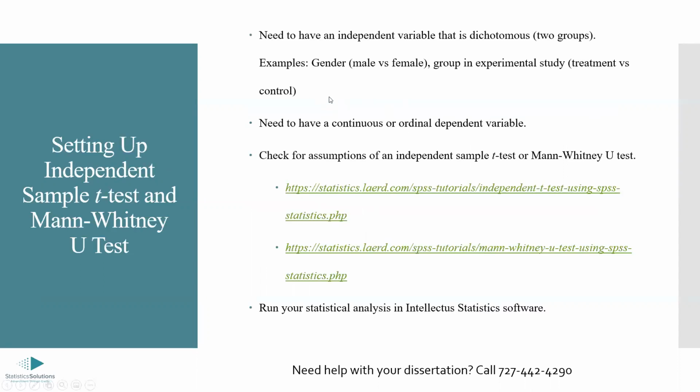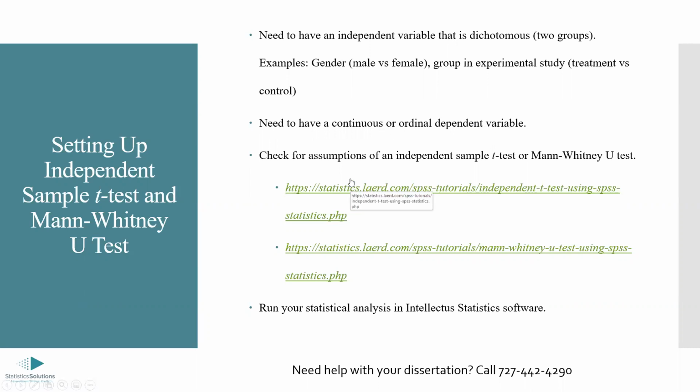So how do you set up an independent sample t-test or a Mann-Whitney U-test? You first need to have an independent variable that is dichotomous. So dichotomous essentially meaning binary. It has only two possibilities. Examples include gender or groups in an experimental study, like treatment and control groups. You need to have a continuous or ordinal dependent variable.